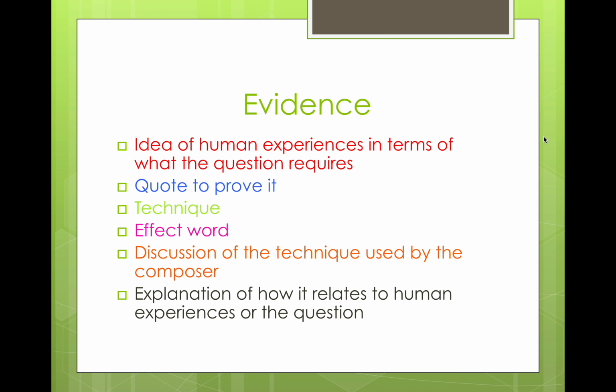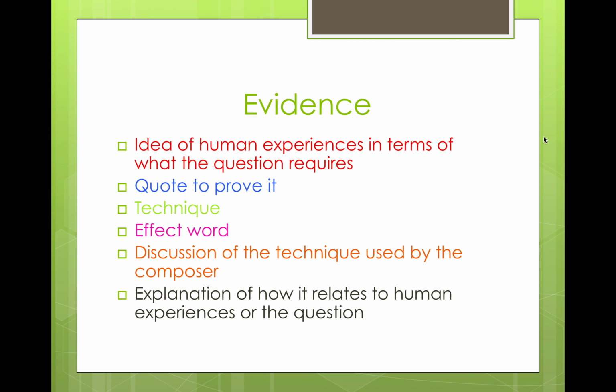So let's have a look at how we write this evidence, and let's look at a text, a visual text, and then let's look at an answer so that we can model off this to see how we get 1 mark in this paper. So the first thing that I want to establish is what's the human experience and what does the question require. Then I need a quote or evidence to prove it. Then I need a technique, an effect word. Now an effect word would be illustrates, highlights, shows, conveys.